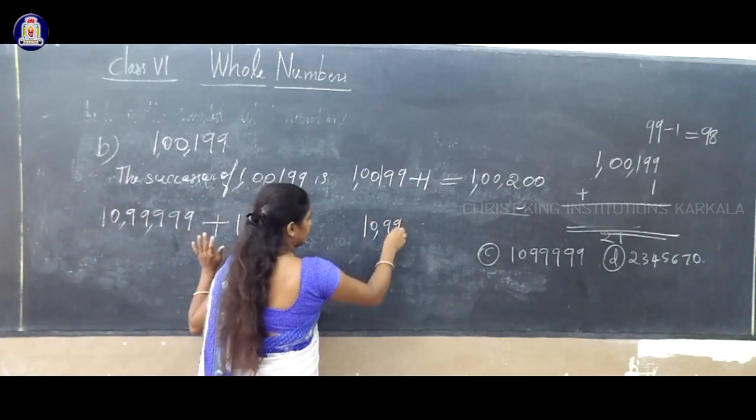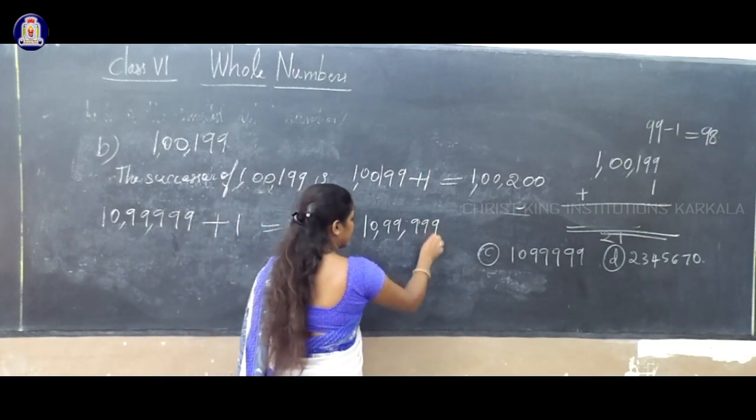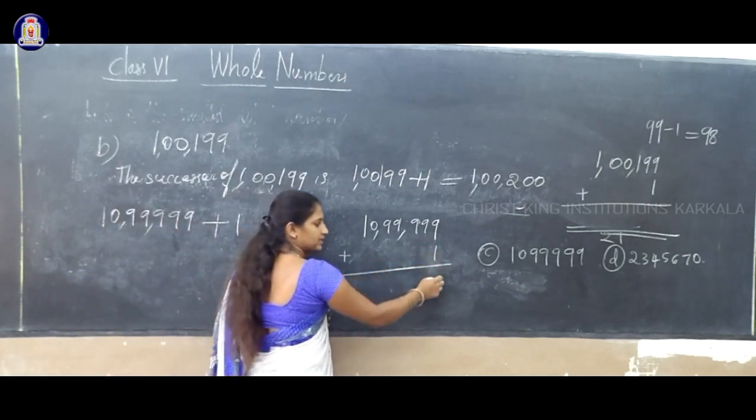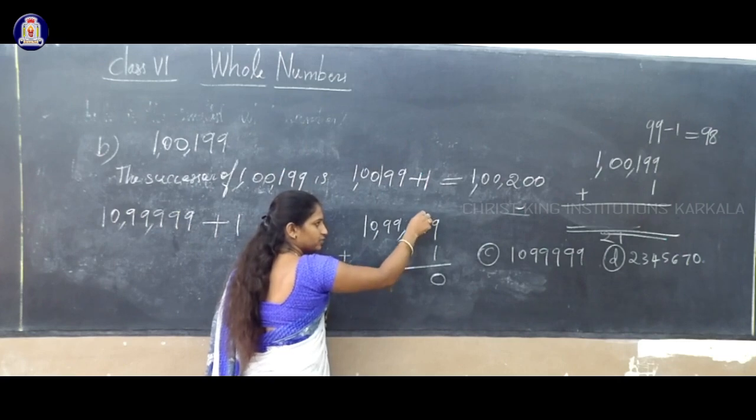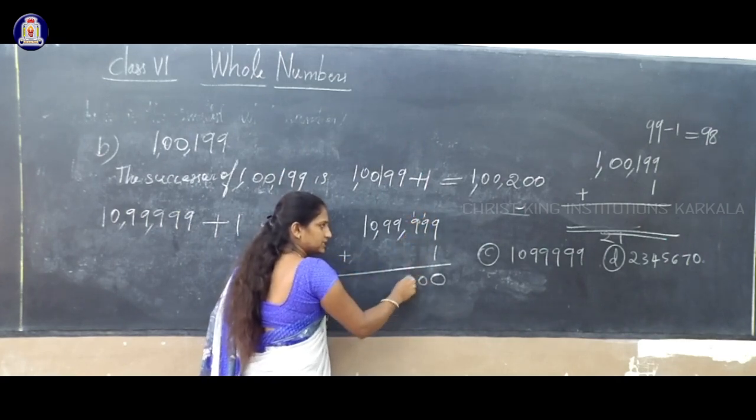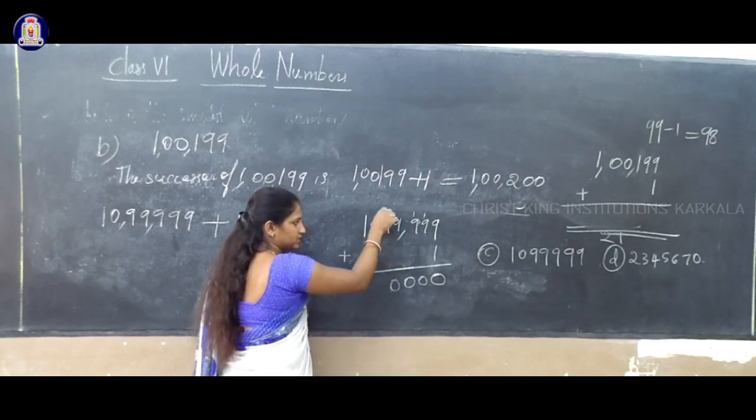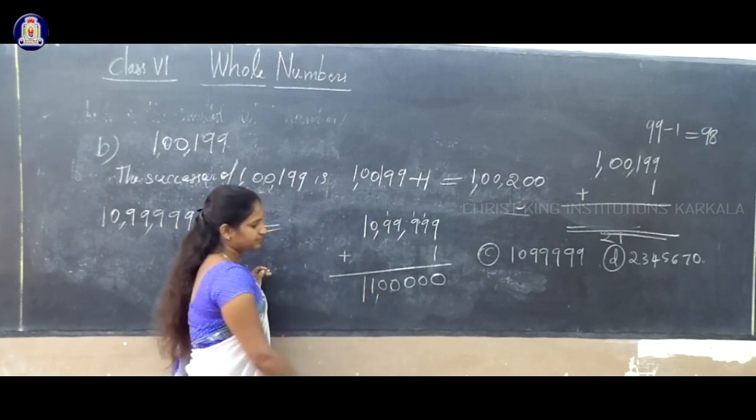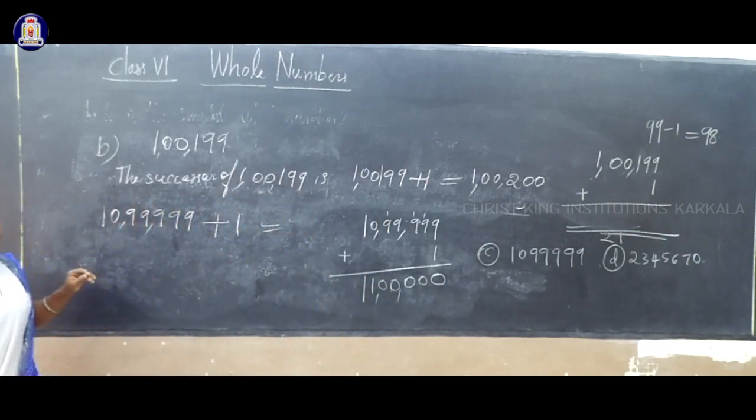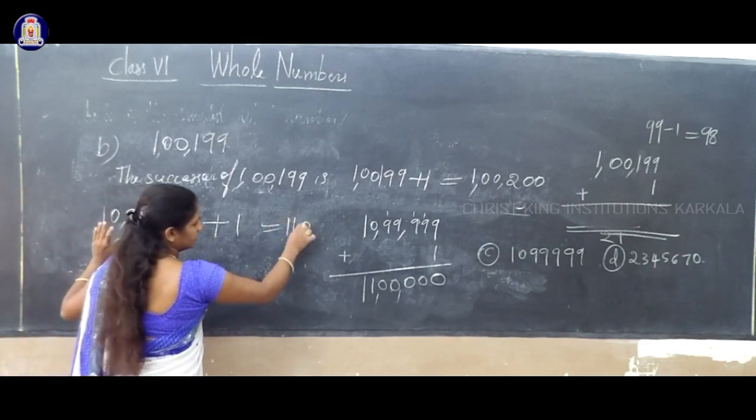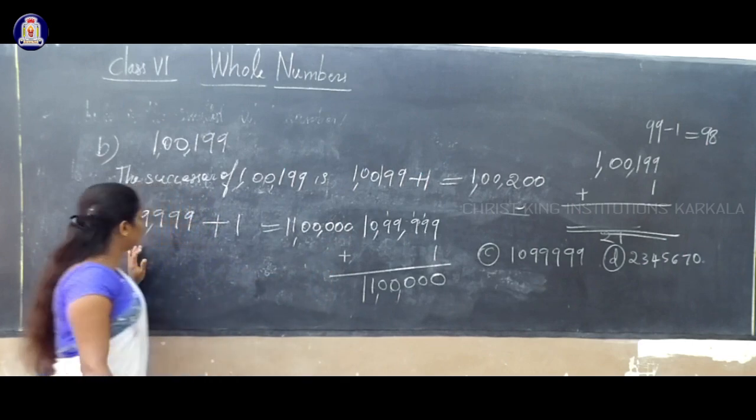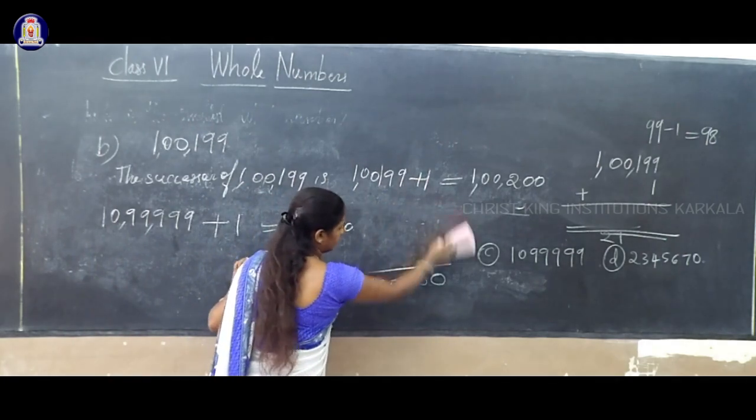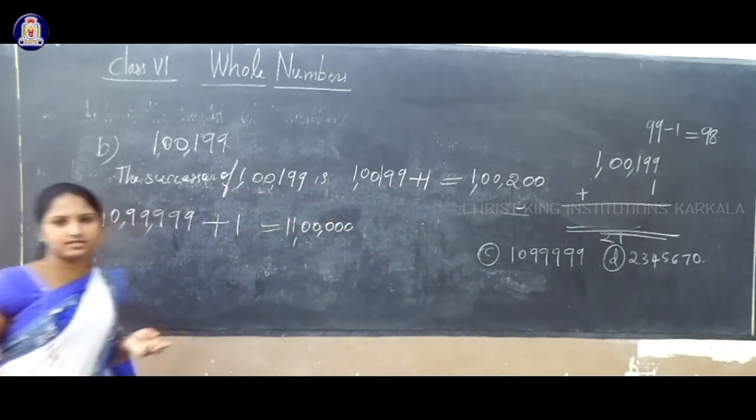So now if you add, 10 lakh 99,999 plus 1. Right here, 9 plus 1 is 10. Remaining 1 add here. Similarly again 10, so here also we get 0 and the remaining 1 adds in the next step. So we get 11 lakh. Correct? So if you add 1 we get 11 lakh. So this is the successor of 10,99,999.